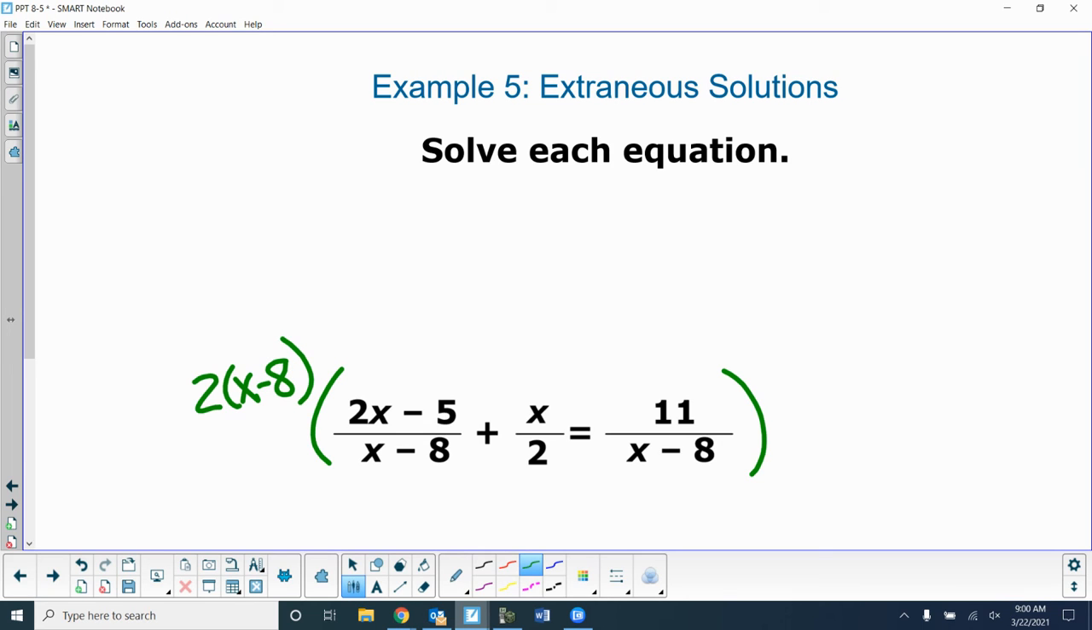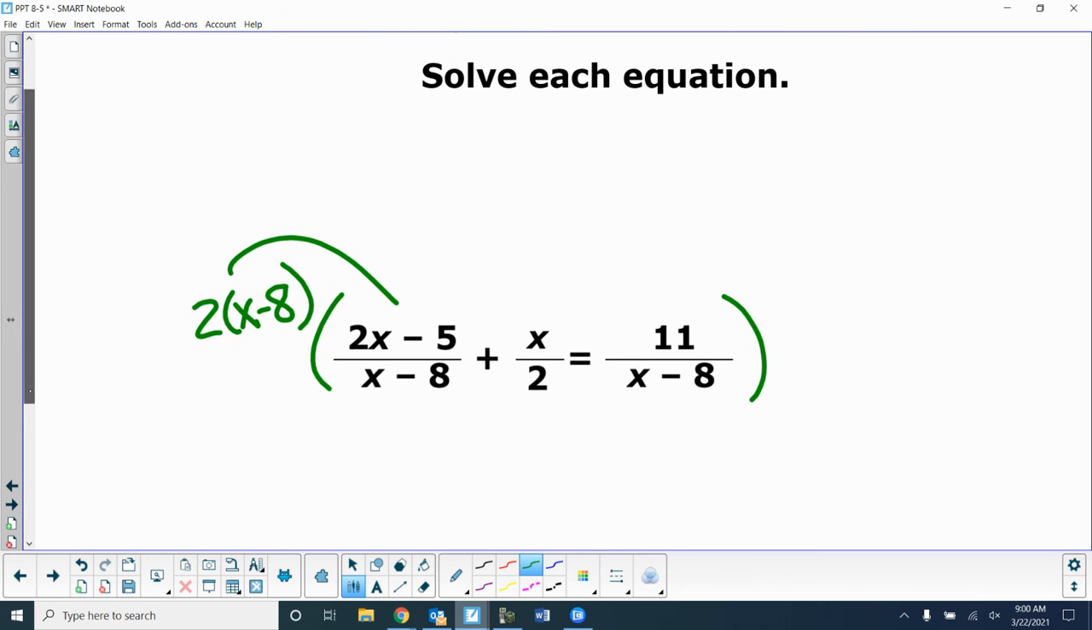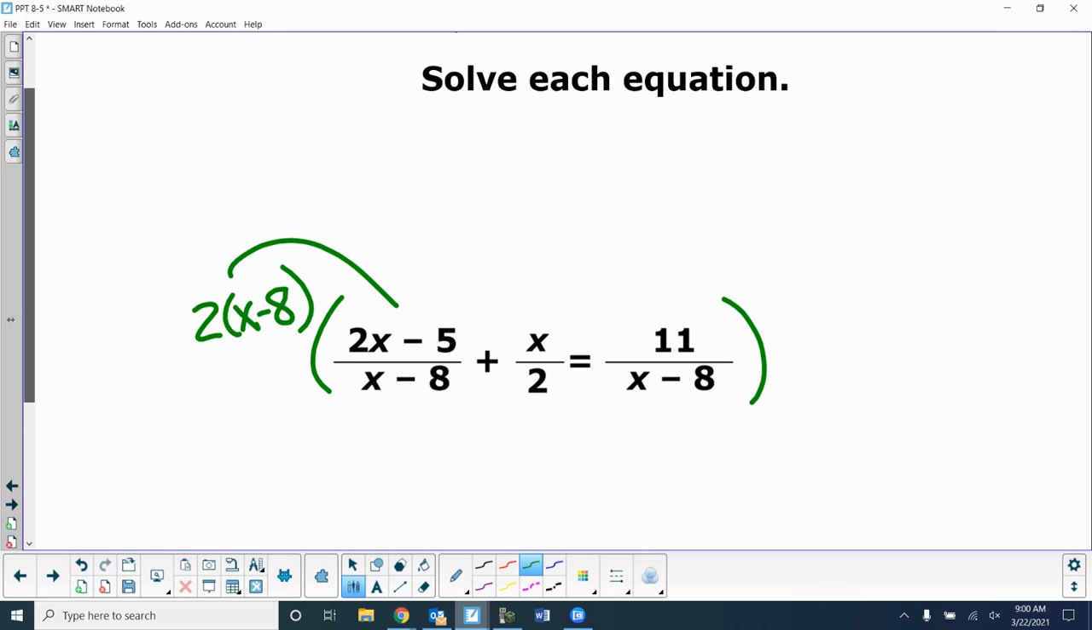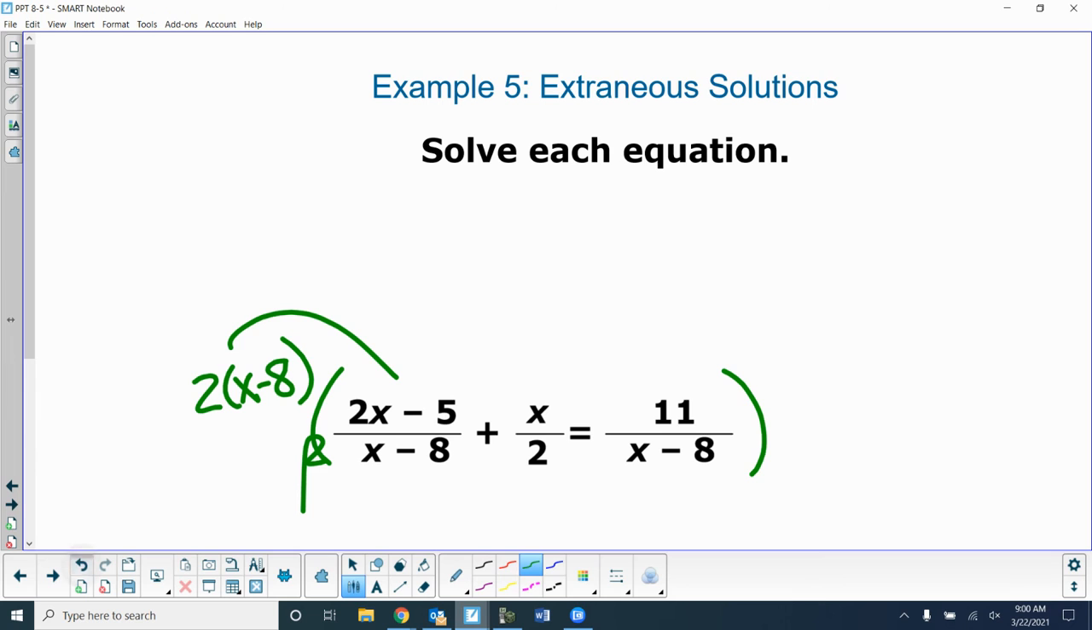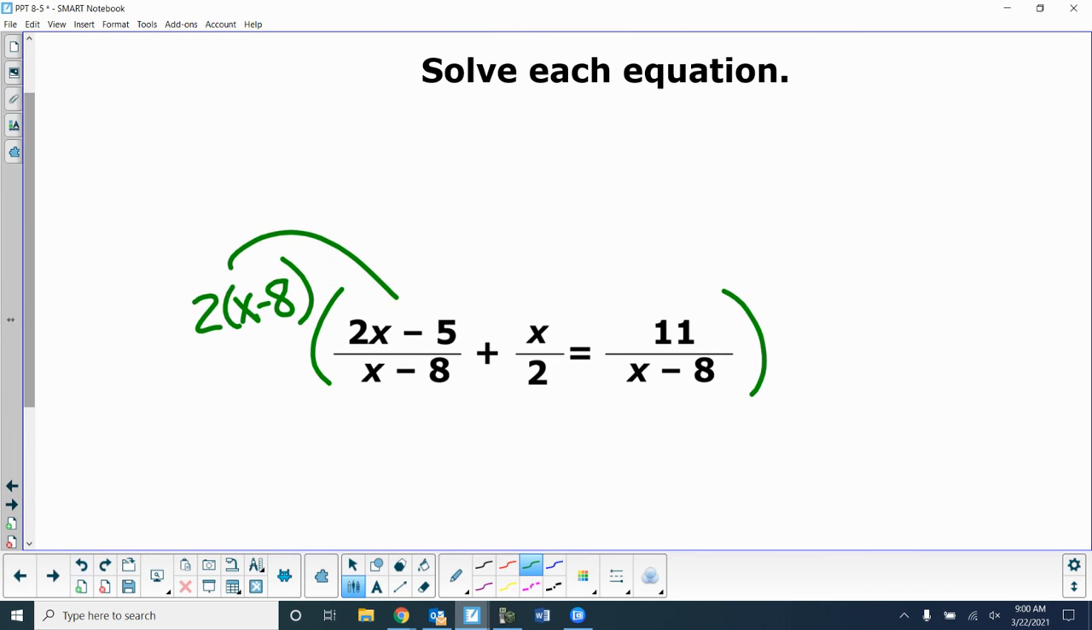Okay. So looking at 2 times x minus 8, and I'm multiplying it by the first fraction, what cancels? What's going to cancel? X minus 8. So it's going to be 2 times 2x minus 5 for that one. When I multiply those, what cancels? The 2. So it's going to be x times x minus 8.